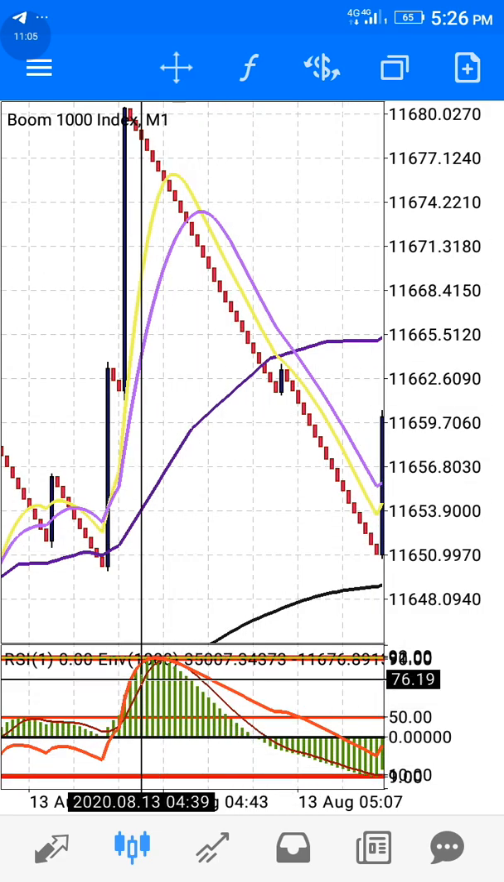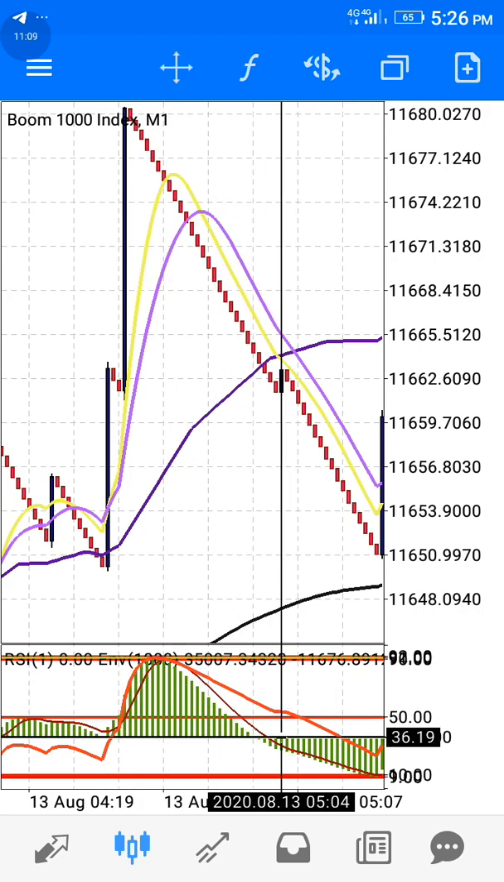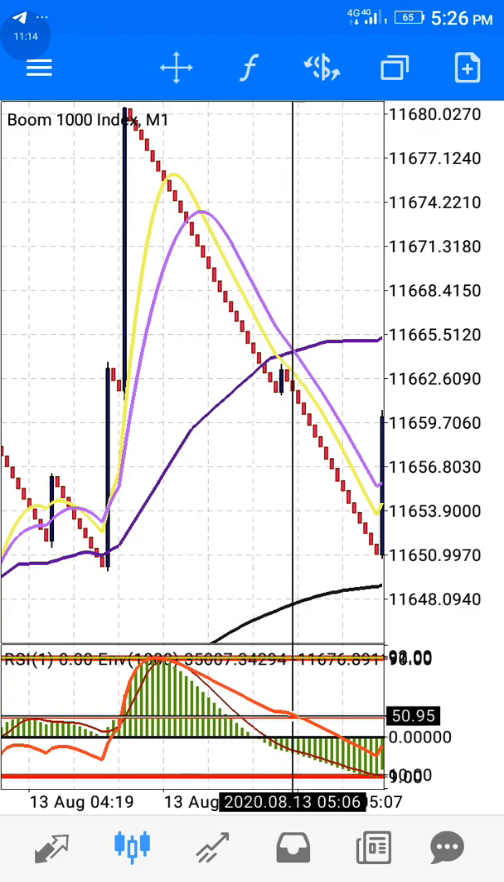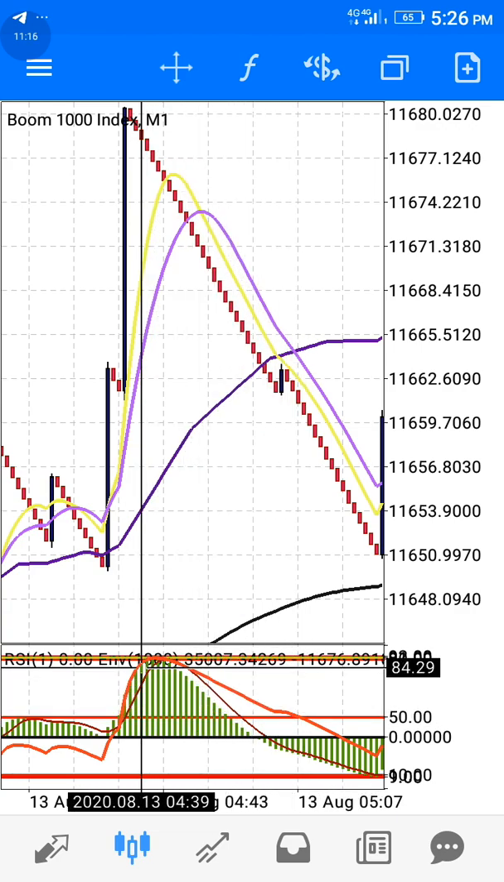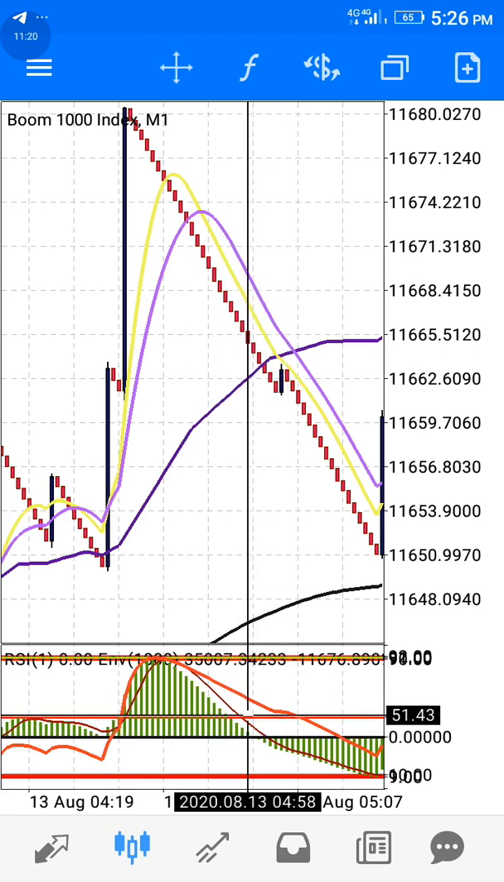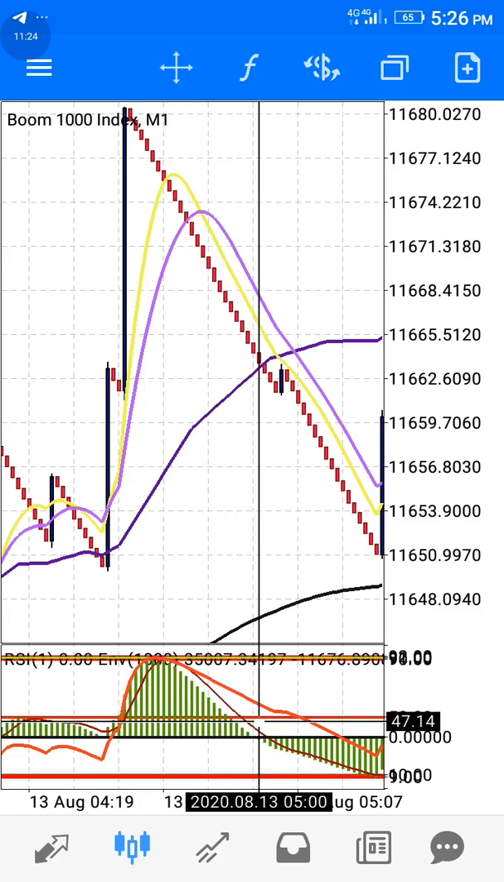Did you see? You can even enter from here and exit at this 50 level here. This 50 region here is where you will close your trade. So if you enter from here, then you will exit at this 50 level to be on the safer side. From here to here, it's maybe like 10 candles. So you will exit the market.